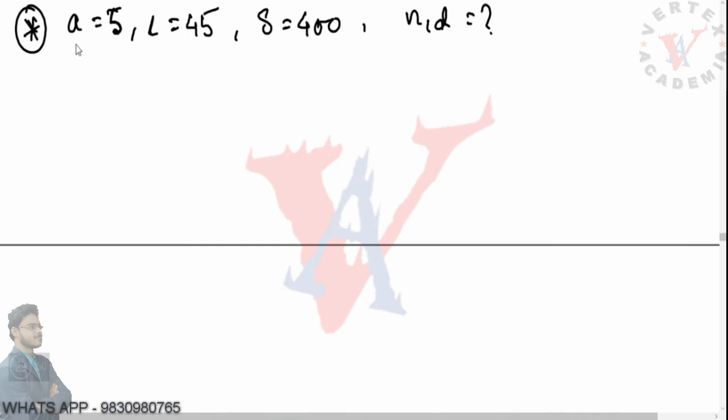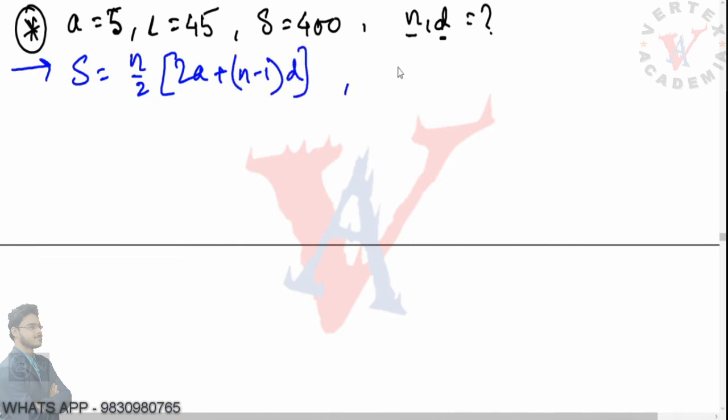The next problem says the first term is 5, the last term is 45, and the sum is 400. Find the number of terms and the common difference. So what are the equations we have? The equations we have are: sum equals n by 2 into 2a plus n minus 1 times D. This is one equation, and another equation we have is S equals n by 2 into a plus l. This is the second equation.